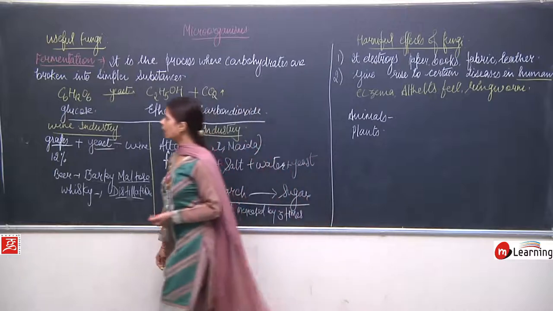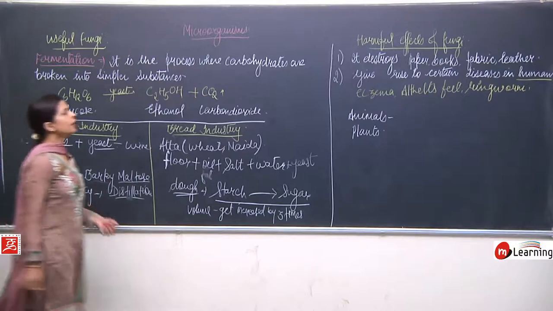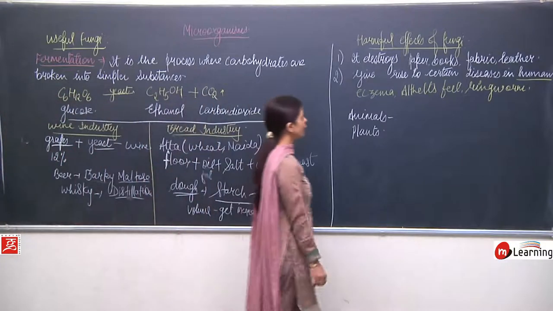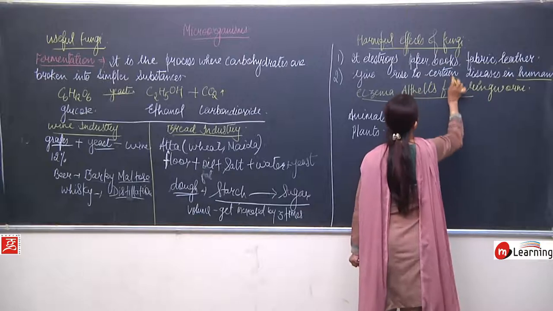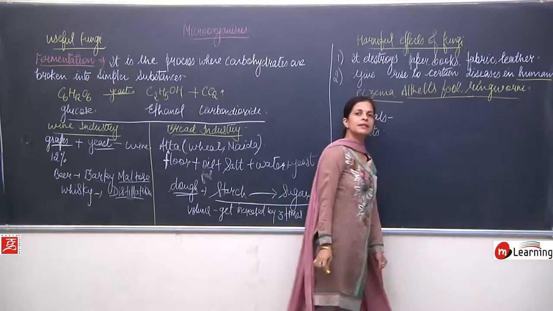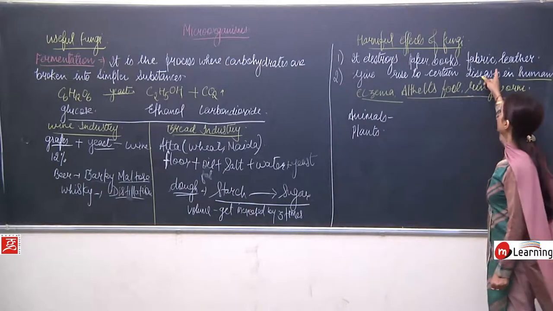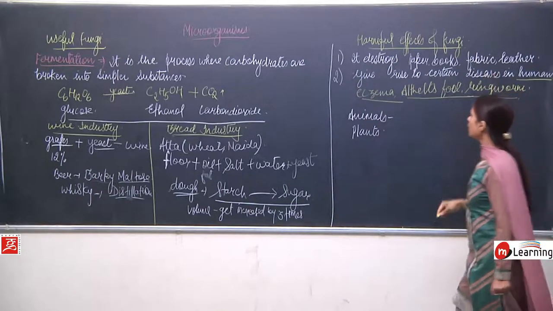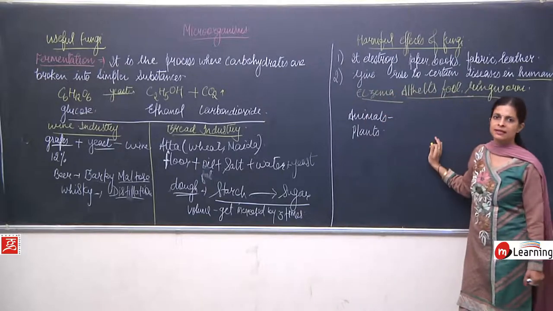Now what are we talking about? We are talking about the diseases which are caused by the fungi. So I have written here eczema, athlete's foot, and ringworm. That means these are the major diseases which are caused by the fungi. Now if we talk about the plants and animals, there are certain same kind of diseases, maybe the skin diseases.